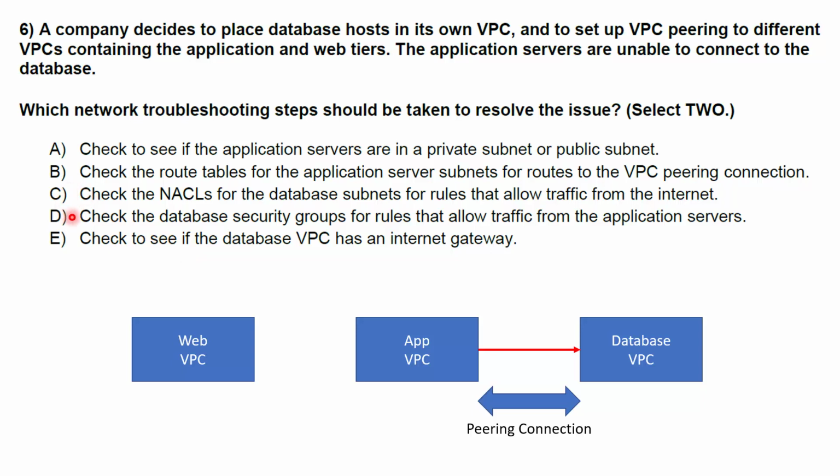Choice D is asking us to check the database security group rules to allow traffic from the app servers. This is a valid next step as an incorrectly configured security group firewall may prevent servers from communicating. Choice E is asking us to check if the database VPC has an internet gateway. Now, app-to-database communication is over the AWS private network, and we don't need an internet gateway, so this is also an invalid choice. So among the choices, the valid troubleshooting next steps are B and D.